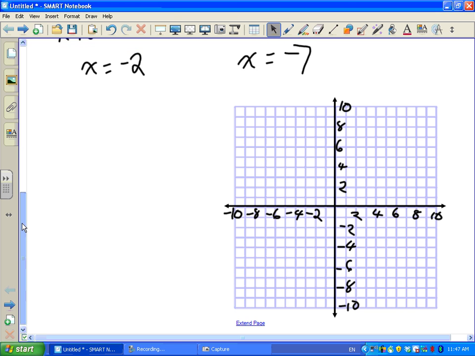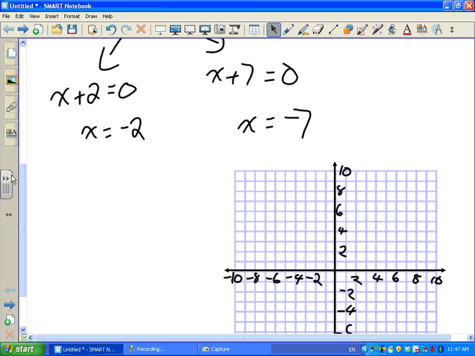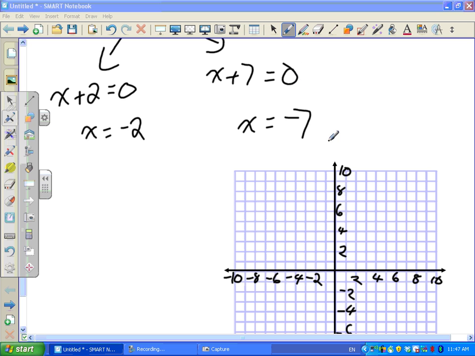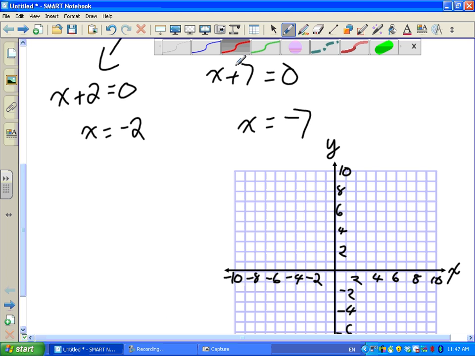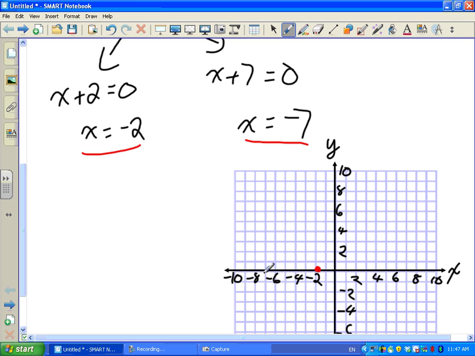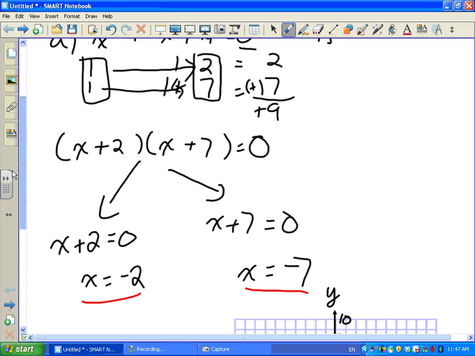So, I've added a graph to this. The scale is just by 1s. How we're going to connect this to the graph is that what I've actually found, so x and our y-axis, what I've actually found are the two x-intercepts. So, one of the x-intercepts is negative 2, and the other x-intercept is negative 7. So I've actually found two x-intercepts from our quadratic equation.